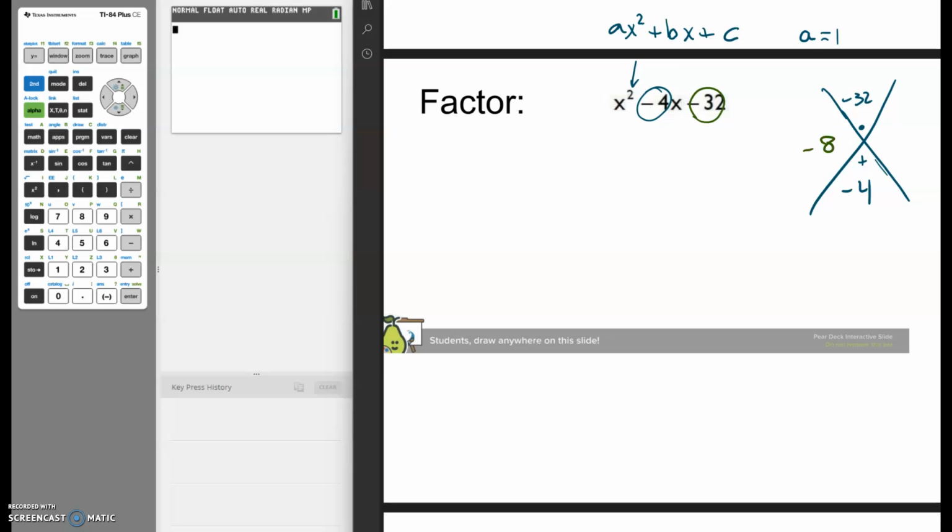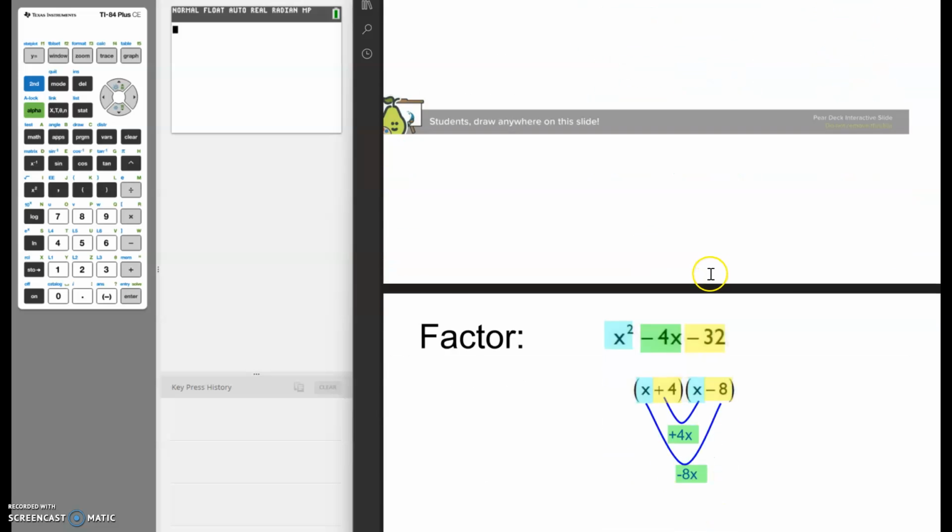But those numbers are going to be -8 and 4, because when you multiply them, you get -32, and when you add them, you get -4. When a equals 1, those are the numbers that we are going to use to factor. So we break it into two factors, where we know that x times x has to be x squared. That's why we know those x's have to be there. And then we're going to use that -8 and that +4. So this thing factors to x minus 8 times x plus 4.